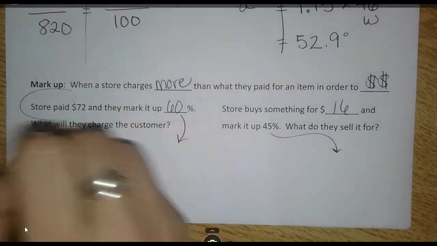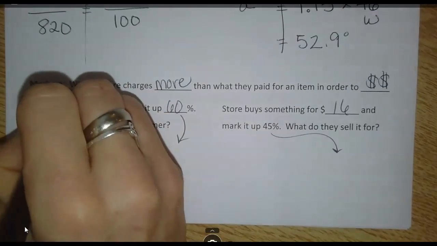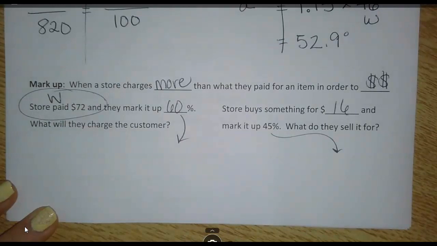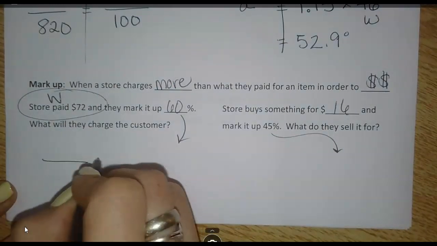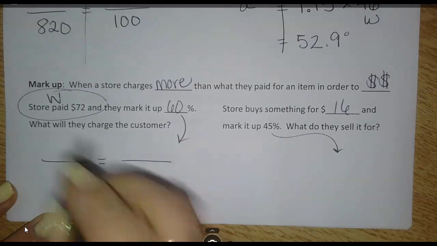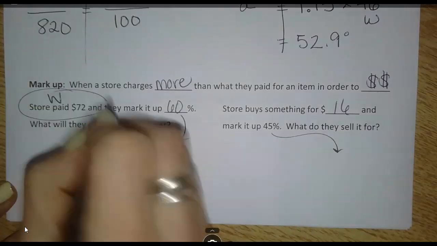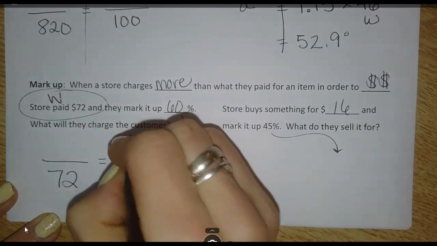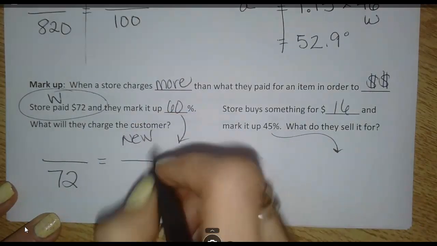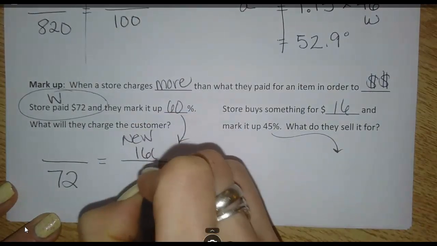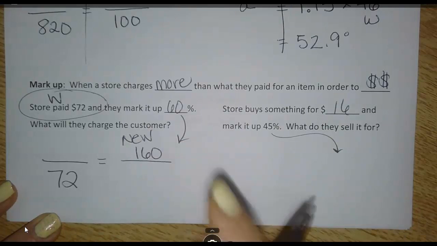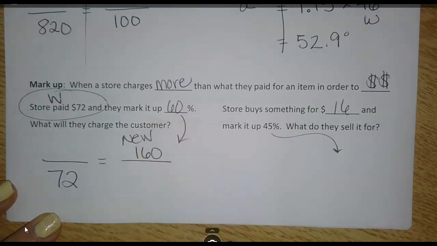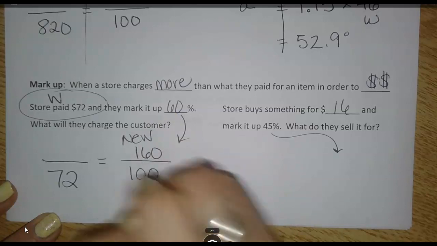Well, first we need to know that whatever the store pays is our original amount, or our W. Okay, so I'll do this one as the proportion. So the original amount for the store was $72. So that goes in for the W. They mark it up an extra 60%. Well, my new P that I need to put in here is that the customer is paying 160%. They're paying that extra 60 on top of the 100. And then this was 100.